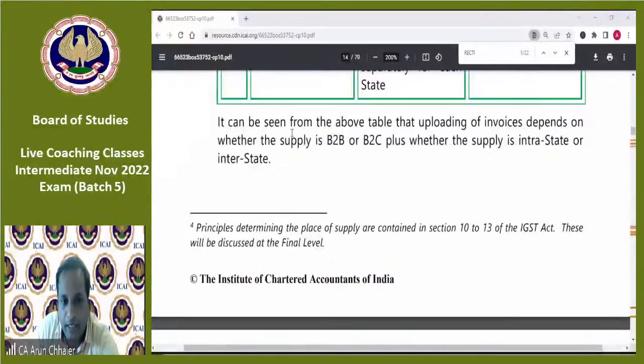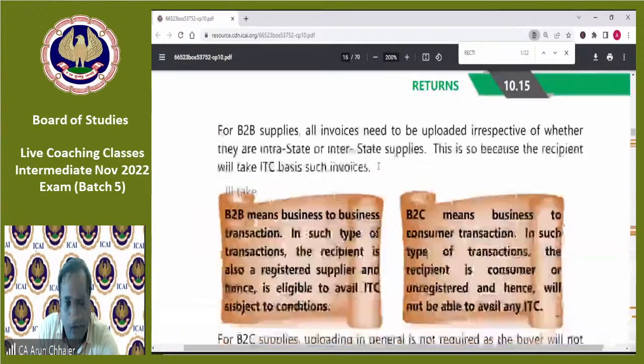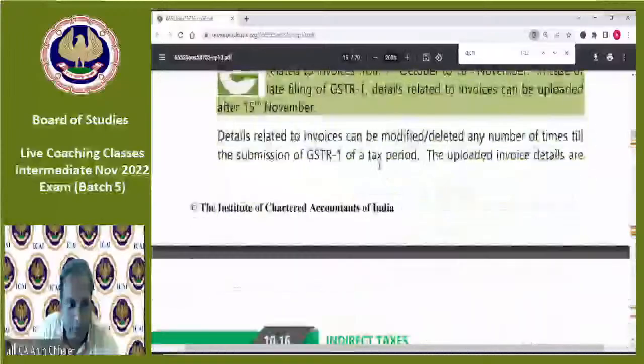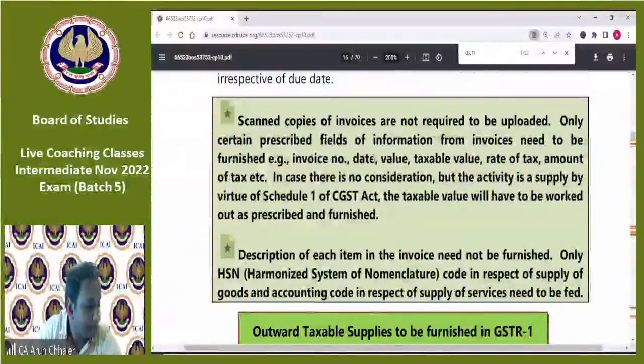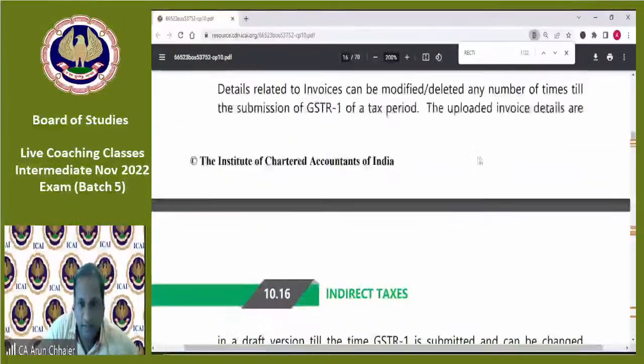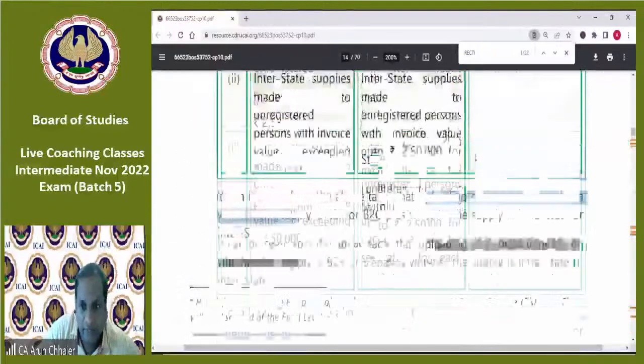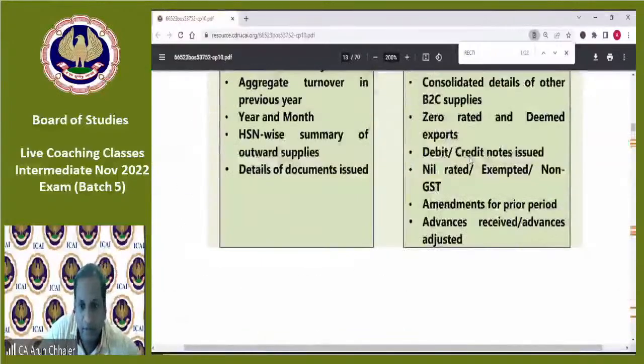It can be seen from the above table, uploading of invoices, whether from a B2B perspective, that is okay. So from my side, this particular part is completed. Let's read this. What is the page number? Advance received and advance adjusted. What is the page number? It is 13.